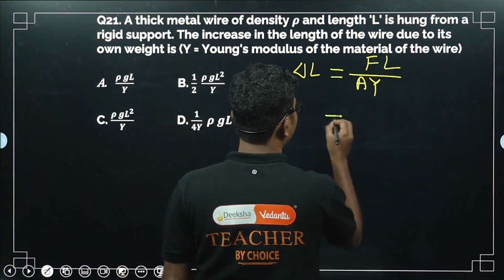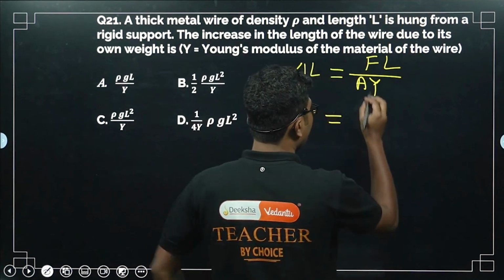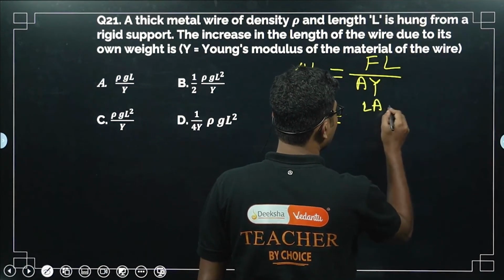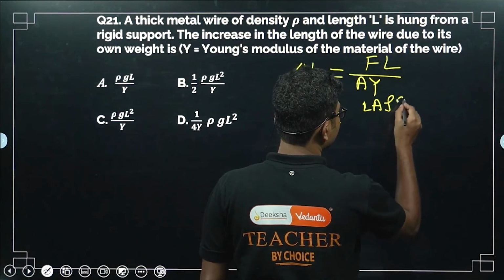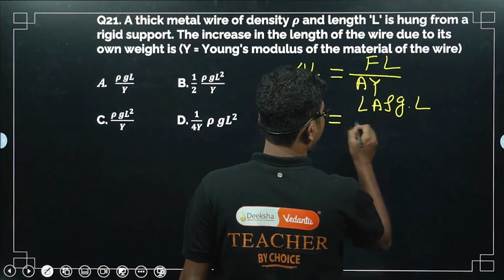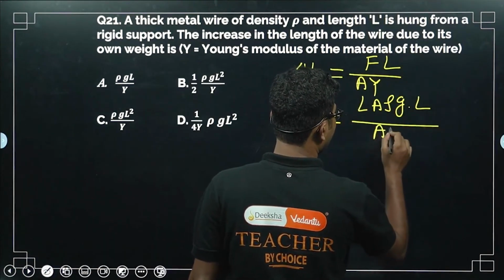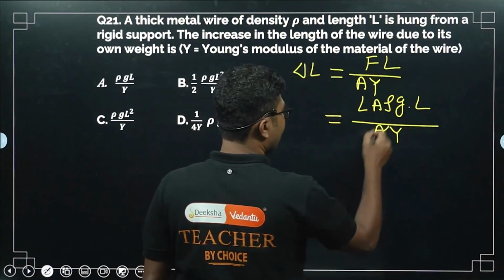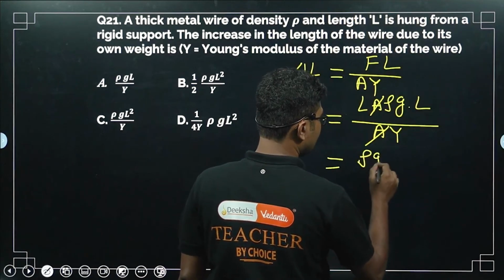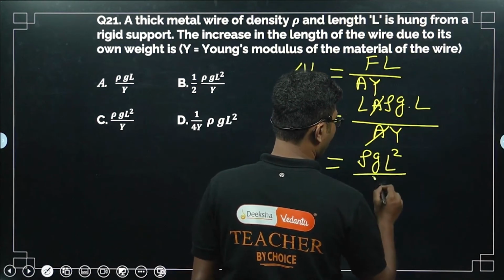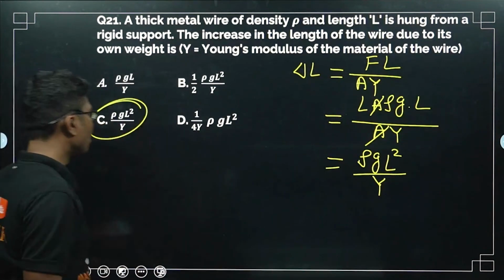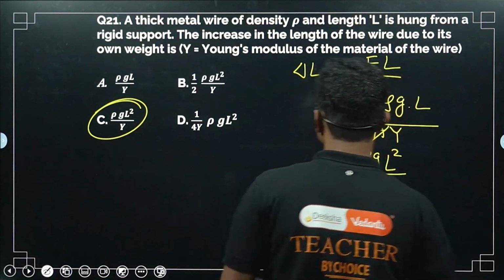Now if you insert the values, what was the value of F? F was mg, right? So m was LA rho, g, right, times L divided by A times Y, right? So this A will cancel and you will be left with rho g L square divided by Y. If you look into the options, this is the correct option, rho g L square divided by Y. Okay.